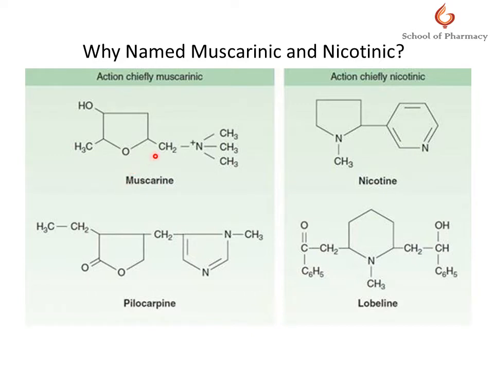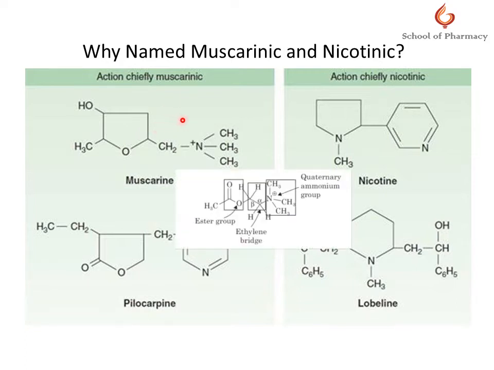It contains a moiety known as tetrahydrofuran. When it was tested, it showed its activity at different locations in the body. Those locations are known as the muscarinic receptors, because muscarine acts on them, and there are five of them: M1, M2, M3, M4 and M5. We will discuss them later.